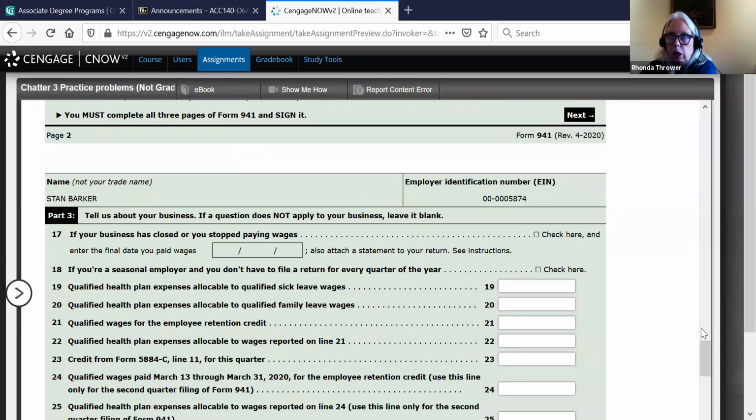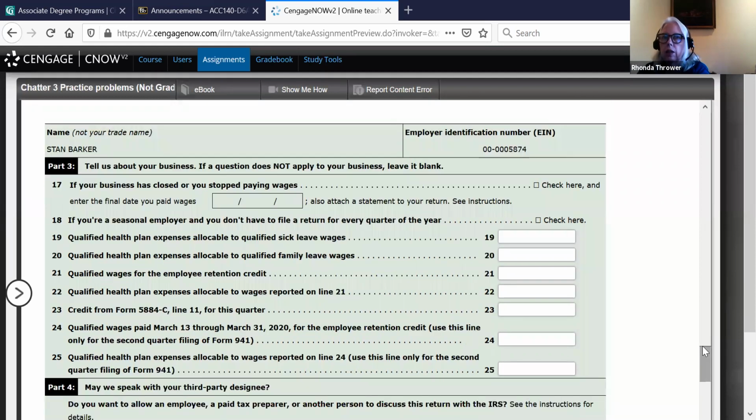So then we would go to the next part, which is part 3. And in part 3, they want you to tell about the business. So in your instructions, they didn't give us any information about stopping paying wages. So we just skipped through the lines for this. They didn't give us any information about health plan expenses or any of this. So basically, none of part 3 applies to us.